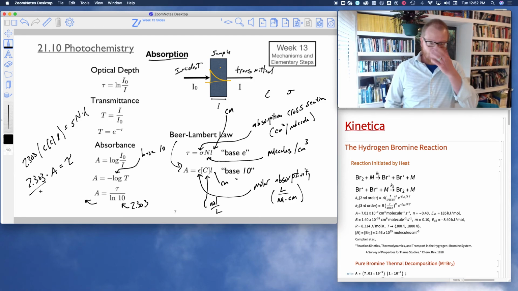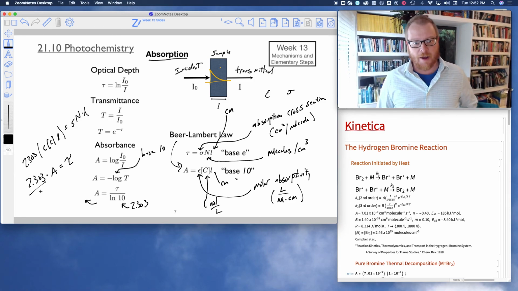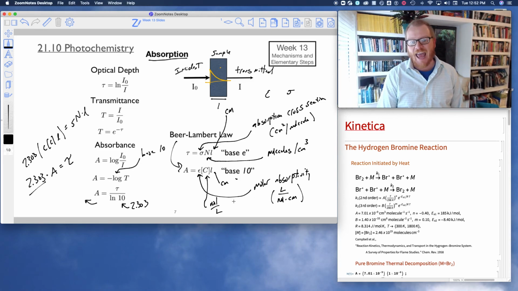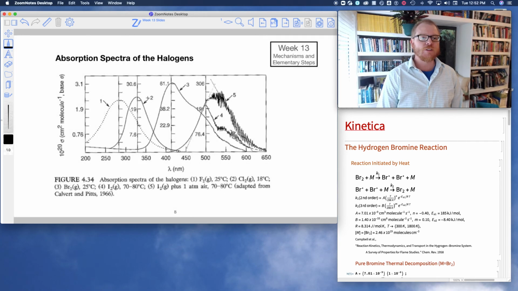And I'm going to start showing you various spectra or photochemical properties of molecules. You will sometimes see down in the notes whether something is a base E measurement or a base 10 measurement. When you think base E, you should think cross-section. That's the fundamental unit. When you see base 10, that's molar absorptivity, which is the log 10, the base 10 measurement.